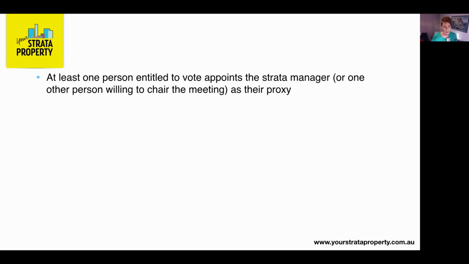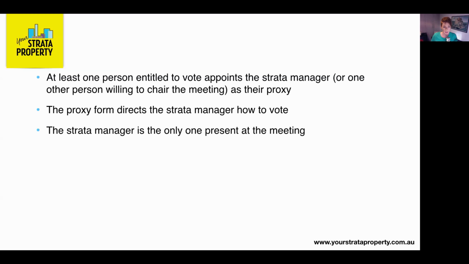Prior to the meeting, at least one person who is entitled to vote appoints the strata manager, for example, or some other person who is willing to chair the meeting as their proxy holder for the meeting. The proxy form directs the strata manager on how to vote on those two motions. And it is pre-arranged because you've had an email discussion, you have had a video chat with other owners. It is pre-arranged that the only person who is going to physically attend the meeting will be the strata manager, or that person who is holding the directed proxy.